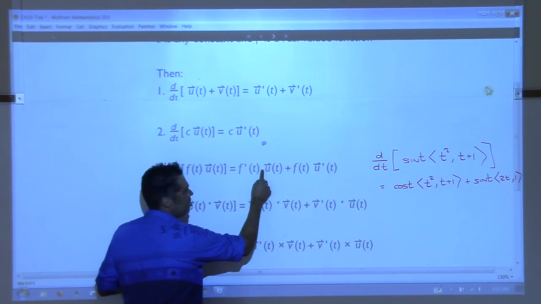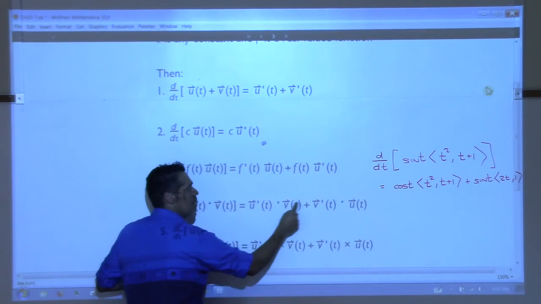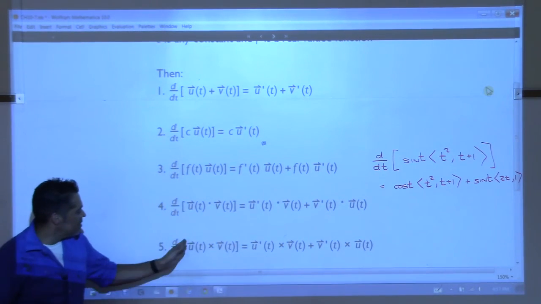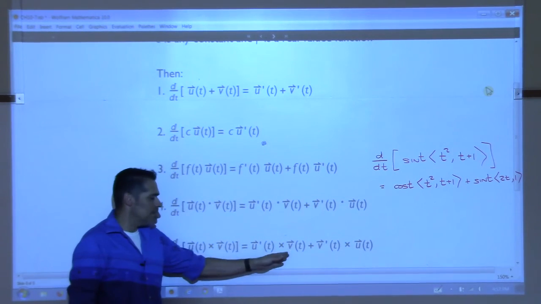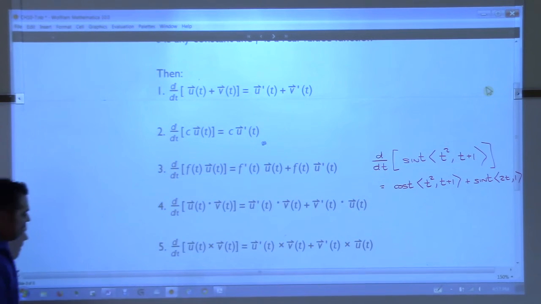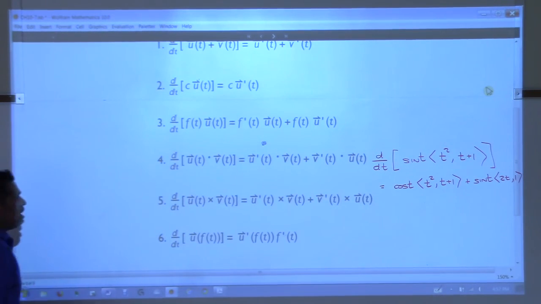Here it's multiplication, multiplication. Here it's dot product, dot product. Here it's cross product, cross product. But it's still the same thing: derivative of the first one times the second one. It's just the operation that's different. So these are nice properties.